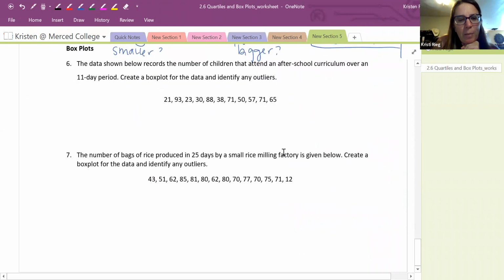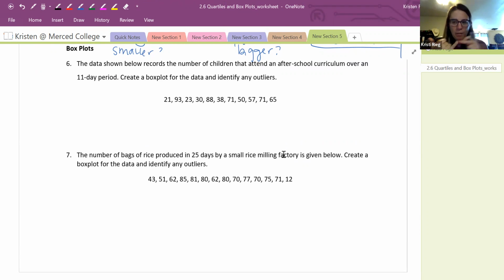Okay, let's make a couple box plots and then we'll be done with this section. So to make a box plot, I've drawn a few so far and we're going to put it all together. We need the 5-number summary. Actually, that's the main thing. We're going to use the 5-number summary to draw the box plot, and we're going to use it to help us with outliers.